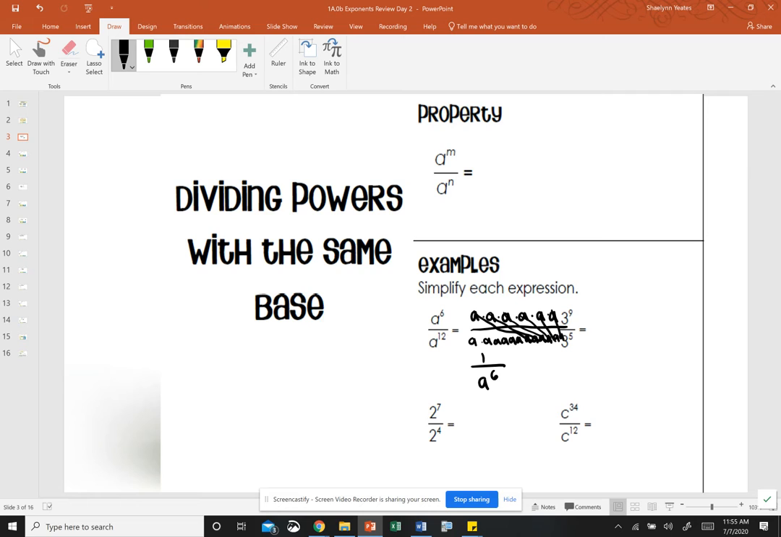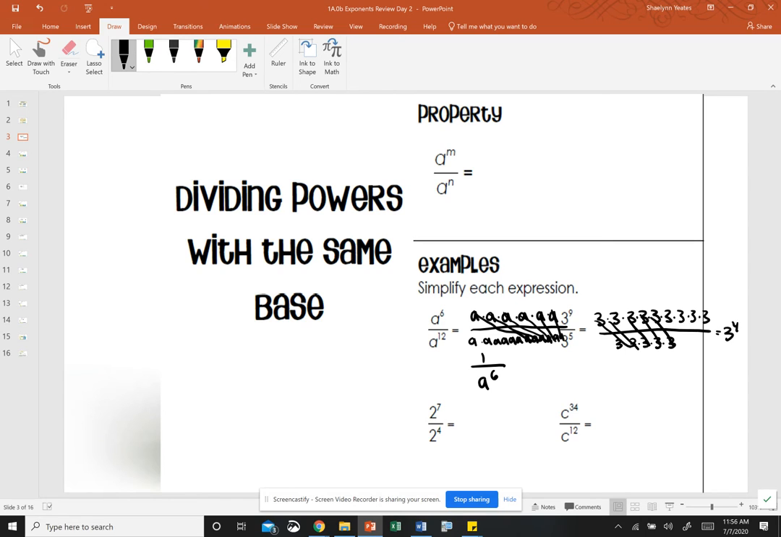So same thing over here. If I have 3 to the 9th, that means I have 9 3's on top. 5, 6, 7, 8, 9. And I have 5 3's on the bottom. So 1, 2, 3, 4, 5. Then if I cancel them out, I see that I'm only left with 4 3's on the top. So this would be 3 to the 4th, which you could then find out is 81 if you wanted.